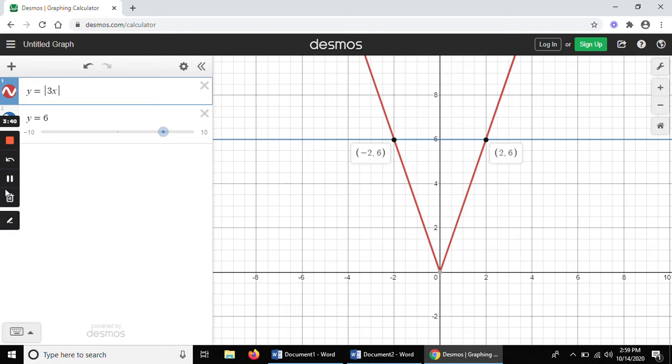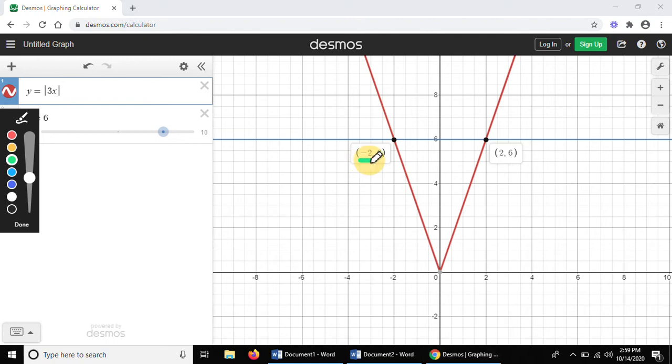Our two solutions are, let me see where, oh, I'm not seeing that. Okay, right here. Let me use green. Our two solutions are -2. So we are looking at the x coordinate. All right. So -2 is our first solution. Our next solution is 2.